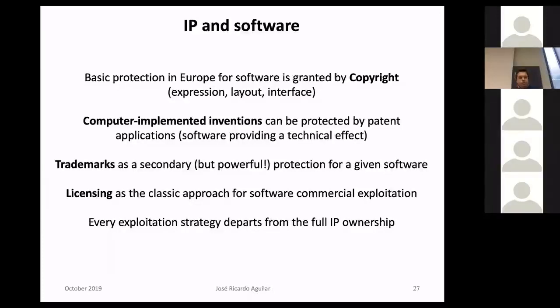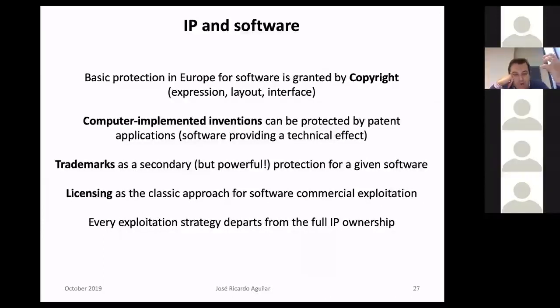Then we have trademarks as a secondary but very powerful protection for a given software, especially when we think about software as a service solution, when we are quite far from the chance of applying for a patent application. Normally what we can do, and it's a very effective strategy, is to link a trademark with our software. Because in that sense, people will remember our software by its trademark.